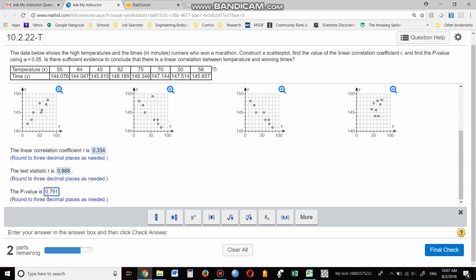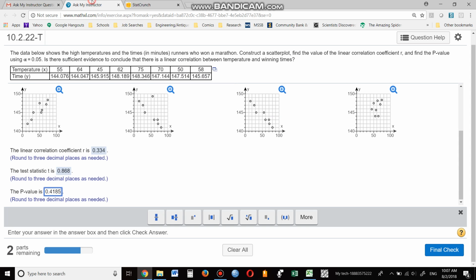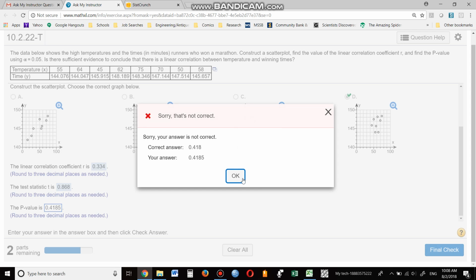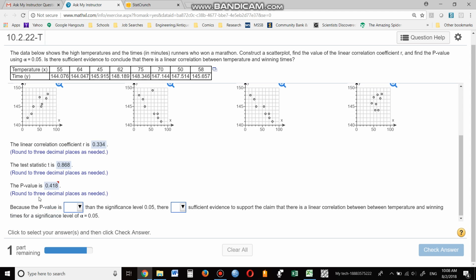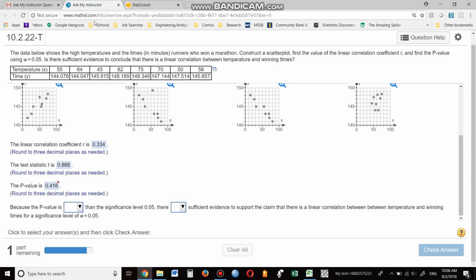So the p-value is right here, 0.4185. This is the p-value that is associated with the slope, and that's going to be the p-value that you're going to want to report right here. So let's go ahead and give that a try. Oh, but they said 3 decimal places, so we didn't read the question. So you got to read the question. So we had it right, we just didn't report it to the right number of decimal places.